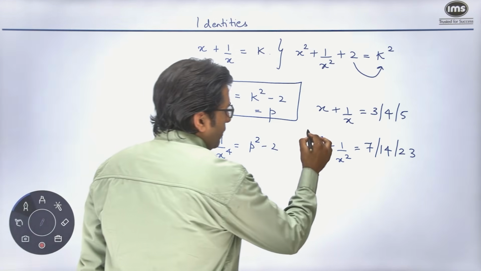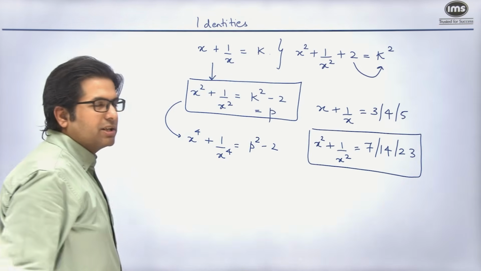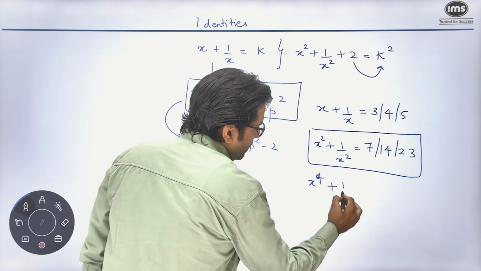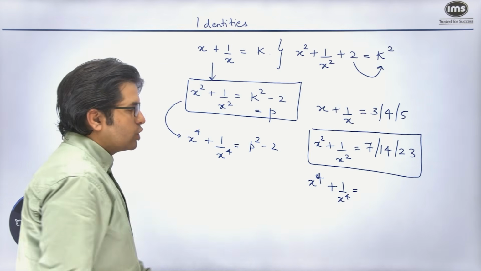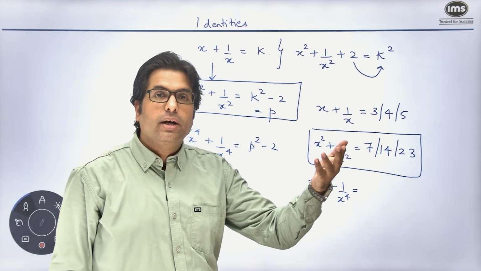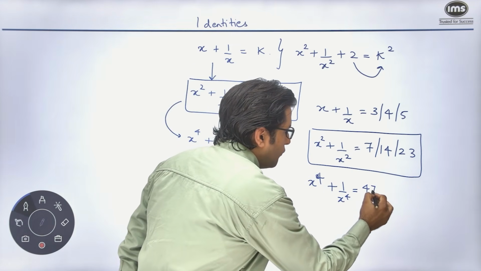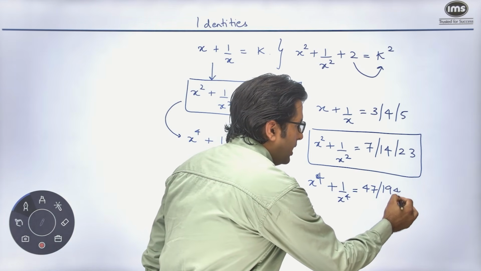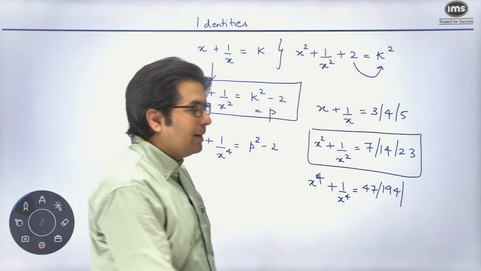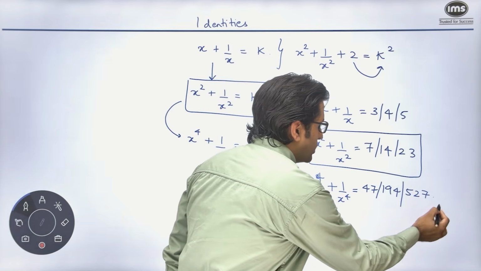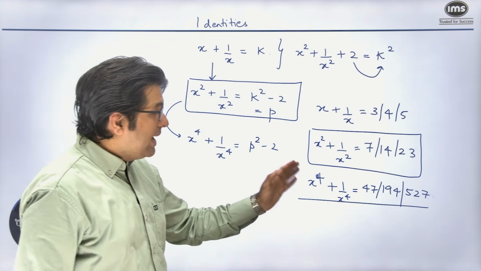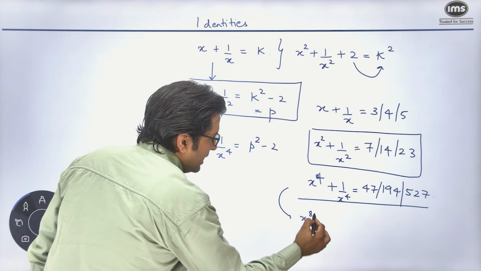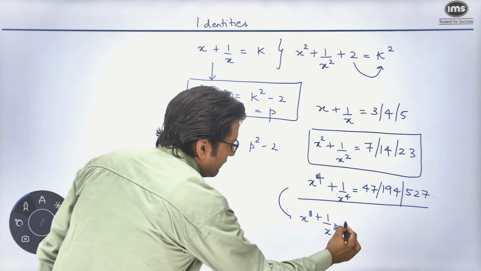For example, now that we have calculated these values for x square plus 1 by x square, if I now want to calculate x to the power 4 plus 1 by x to the power 4 for all these values, so can I say I just need to do 7 square? What is 7 square? 49. 49 minus 2, it will be 47. Here 14 square 196 minus 2, it will be 194. And here 23 square 529 minus 2, 527. So can I say this is pretty straightforward? And now using this, I am pretty sure that you can calculate x to the power 8 plus 1 by x to the power 8. So this should also be pretty easy for you to follow along.